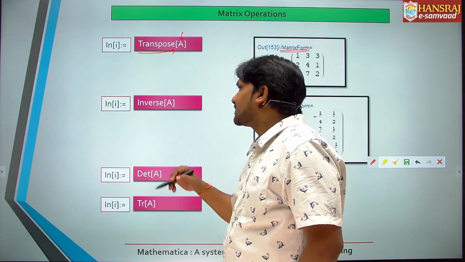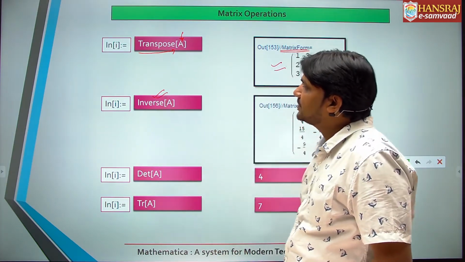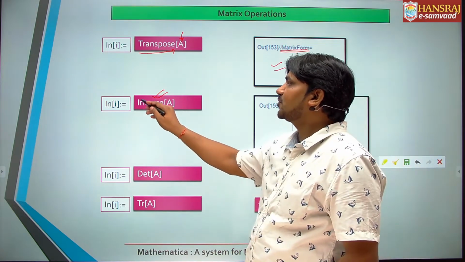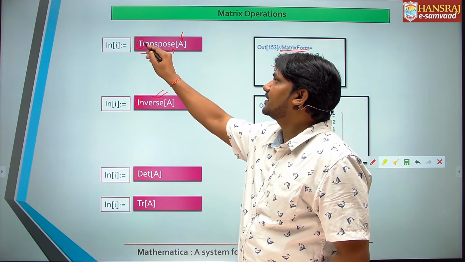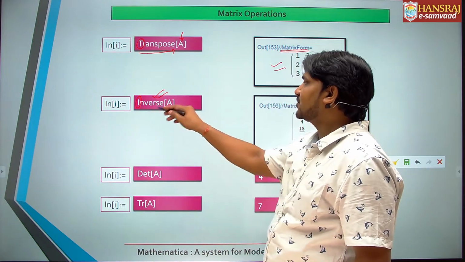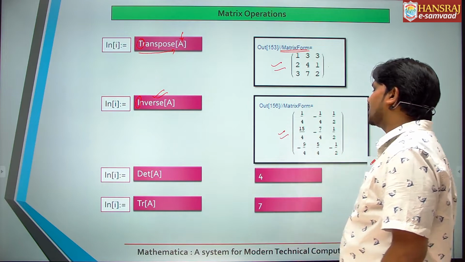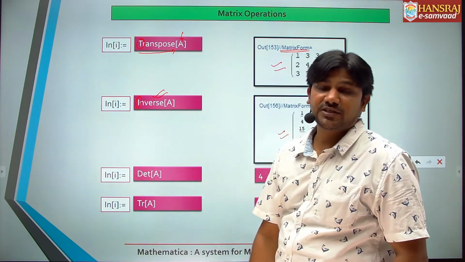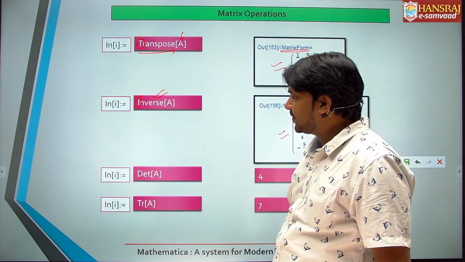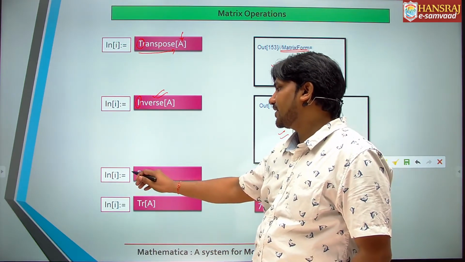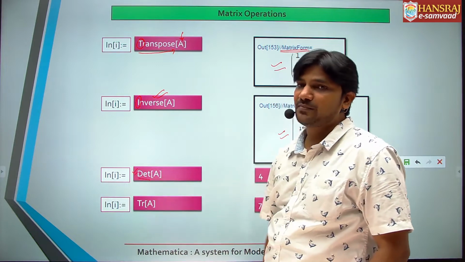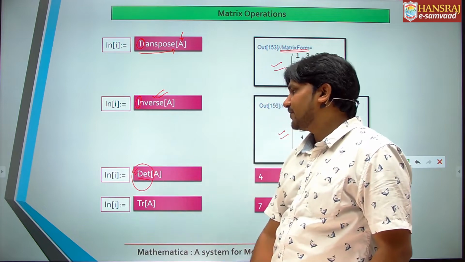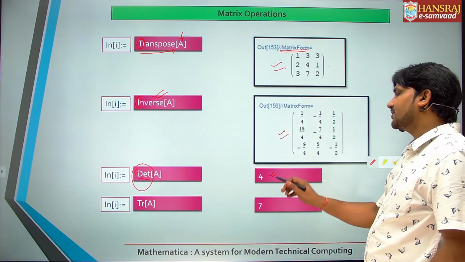Another is Inverse. To find the inverse of a given matrix A, you just need to write Inverse, and the I should be capital, like the T capital in Transpose. Then the inverse of A will give you output like this one. Then you can also find the determinant. To get the determinant of a matrix A, you just write Det. It's not the complete name but Det only. So remember, Det for determinant, then you will get your answer.